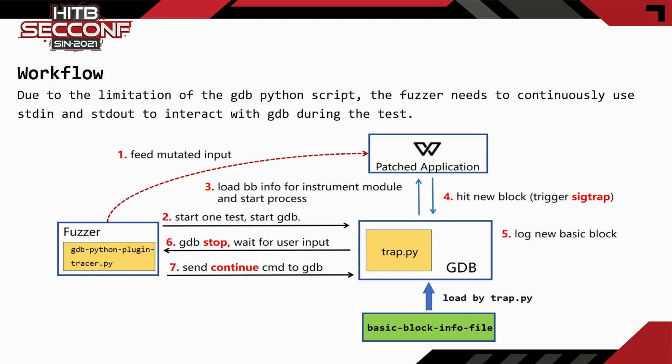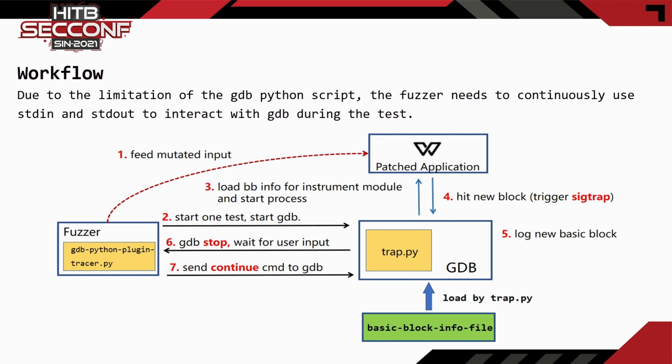Let's take a look at the communication between the Fuzzer and the tracer. GDB Python DbgEngTracer consists of two parts. trap.py is a Python plugin for GDB. It runs in the GDB process. GDB Python DbgEngTracer.py is responsible for interacting with GDB, including starting one test and getting the results of the test. It runs in the Fuzzer process.